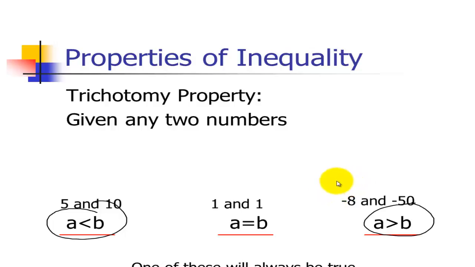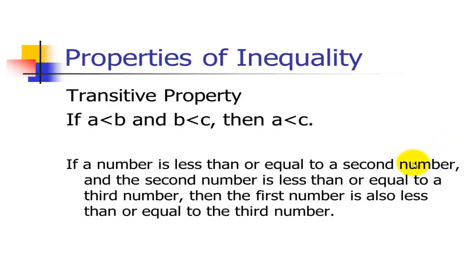So, given any two numbers, the relationship of those two numbers can be either the first number is less than the second number, the two numbers are equal, or the first number is greater than the second number. So that's your trichotomy property. Next property is our transitive property. If A is less than B and B is less than C, then we can conclude that your first number is less than your third number, or we can say A is less than C.